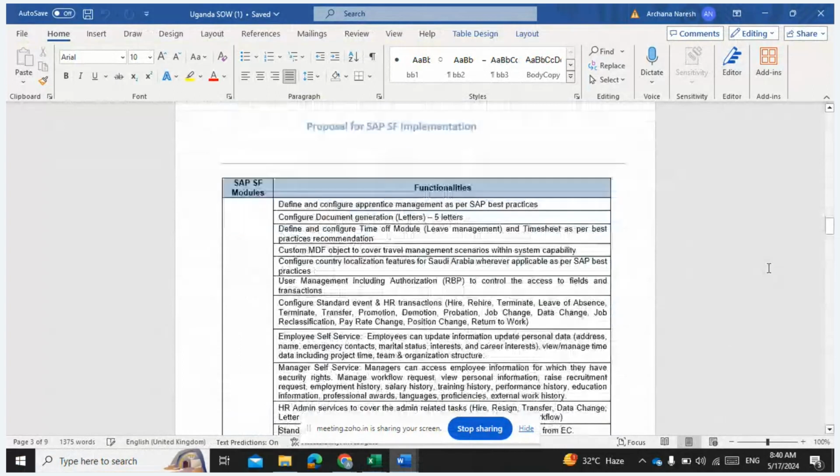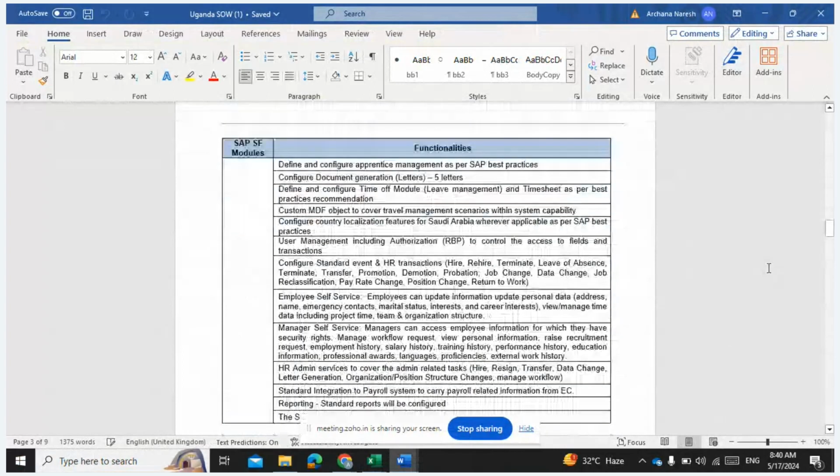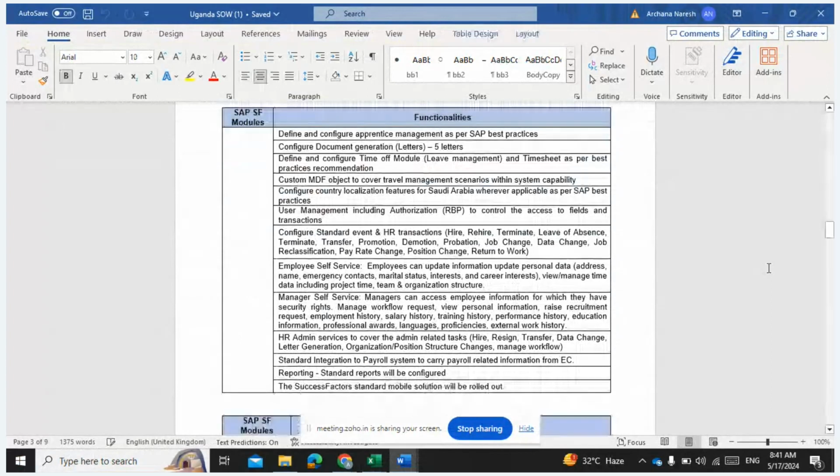RBP, standard events, HR transactions, MDF objects to cover the travel management scenarios. The Time Off module is there. Employee self-service is there. Manager self-service should be configured. HR services should be configured. Standard integrations with payroll should be done. Reporting, all the standard reports to be configured, and the mobile solution should be configured. This is the requirement. Okay, so whatever you've trained so far, you now need to position yourself.